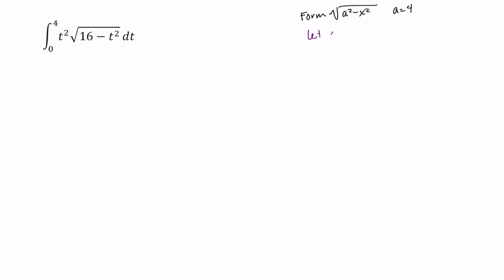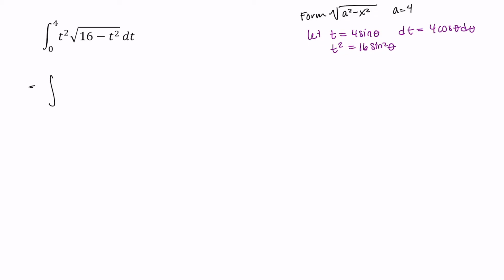So we're going to let t equal 4 sine theta, then dt is equal to 4 cosine theta d theta. And of course, t squared is equal to 16 sine squared theta. So everywhere I see a t squared, I'm going to replace it with 16 sine squared theta, and I'm going to replace dt with 4 cosine theta d theta. And I'll get to the limits of integration next.